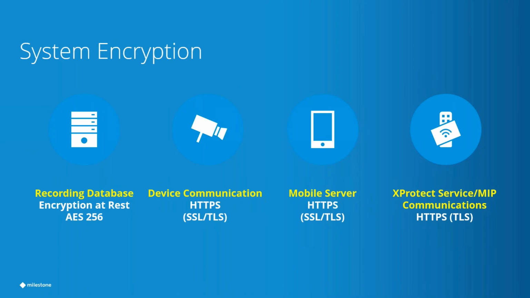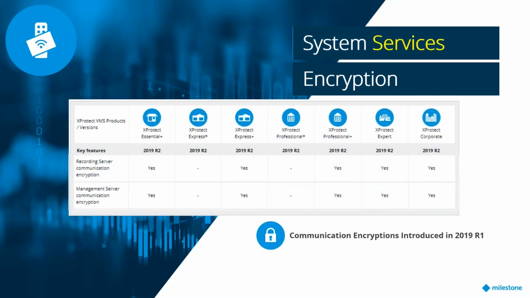And the last thing we're going to talk about is the rest of the system. We have these three specific pieces, and we're talking about the rest of the ExpertX service communication using certificates. What we're going to see here is that all of our C-code corporate products support full end-to-end encryption. So basically recording server and management server communication encryption, in Essential Plus, Express Plus, Professional Plus, Expert, and Corporate. And these communication encryptions were introduced in 2019 R1.